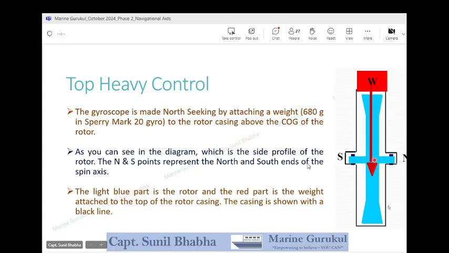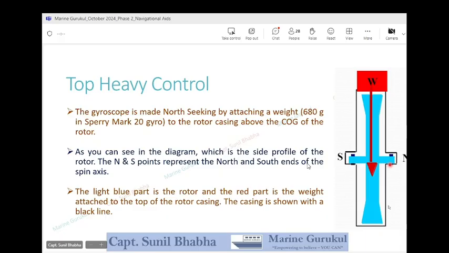However, the casing is free to tilt up and down. The casing is also free to drift east and west. The only freedom which is not available to the casing is the freedom to spin, and that freedom is provided to the rotor and spin axis through these dark blue ball bearings fitted at the north and south ends of the spin axis.